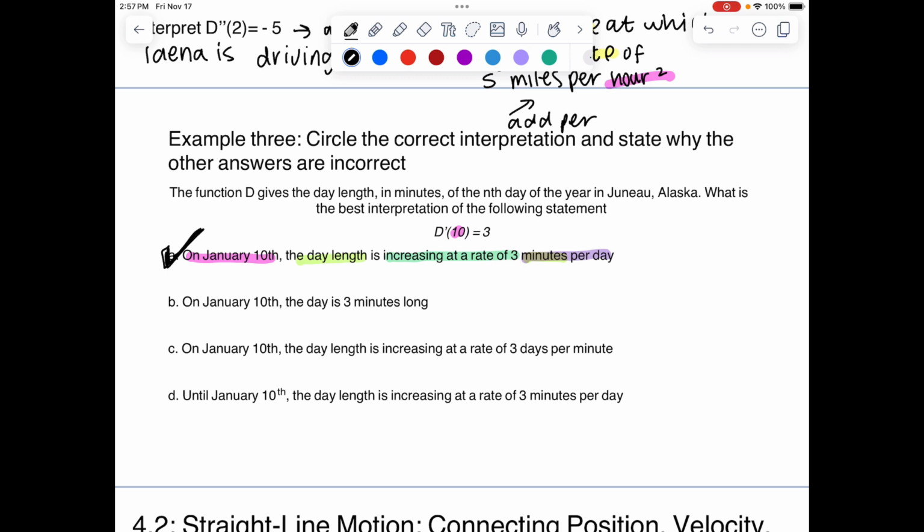First, this next one says on January 10th, so that does have the instant, that's good. The day is 3 minutes long. Well, there's no rate there, so that can't be a derivative. If you were to write it here, this is just d of 10 equaling 3. So that's just what the normal function represents, not the derivative. But the big idea here is there's no rate. If there's no rate, it's not a derivative.